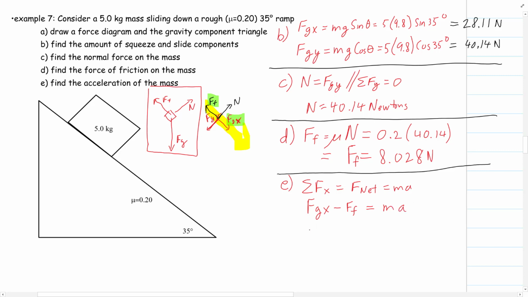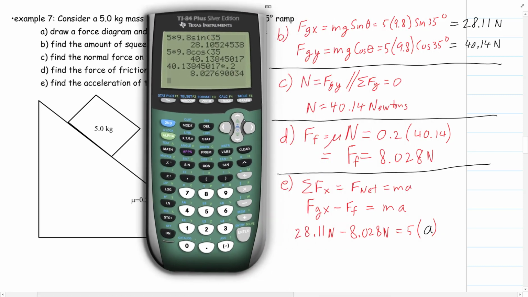And write down all these numbers. Force of gravity in the x, way up at the top, 28.11 newtons. Subtract the force of friction, 8.028 newtons, has to equal the mass, 5 times A. So I'm going to take the 28 point, that number, and subtract the 8 number, and that equals 20.08 newtons is equal to 5A.